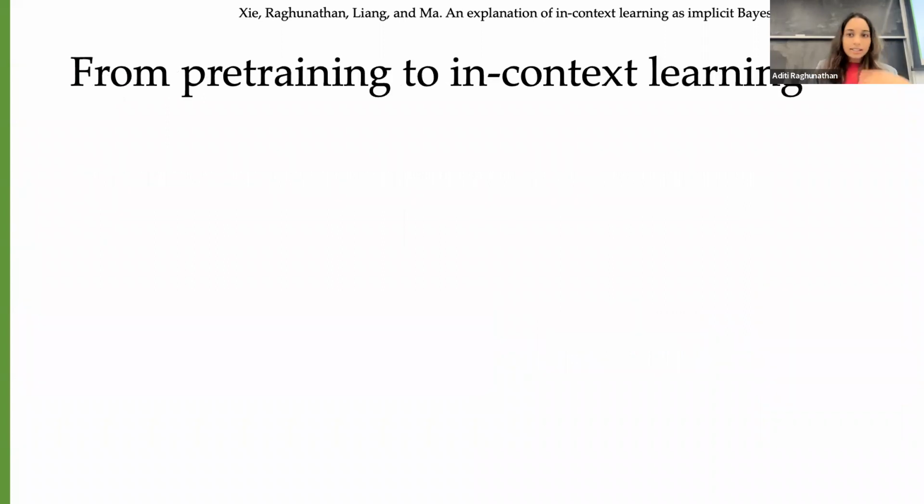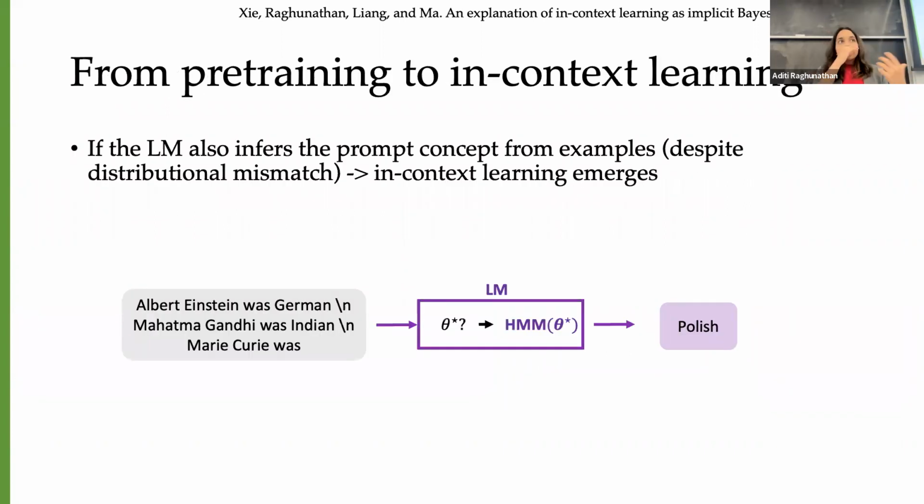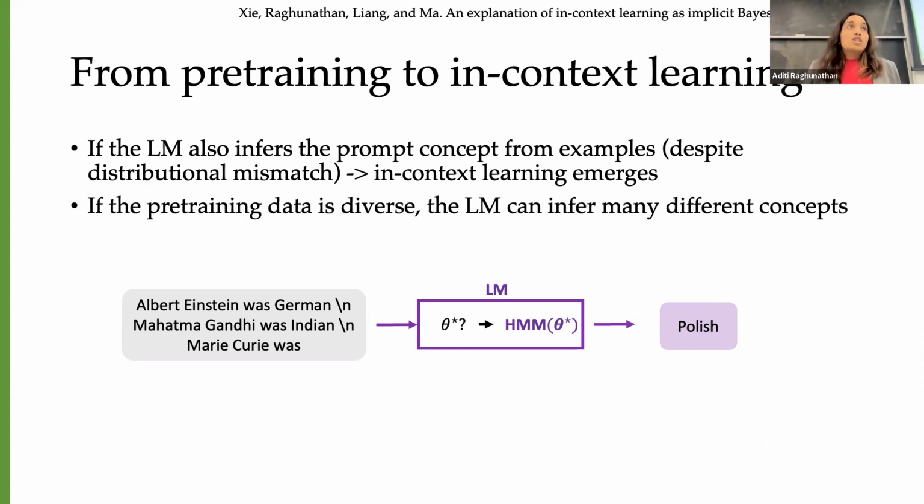I guess my next slide says this a little more formally. Basically, the language model has to infer the concept when you give it a bunch of prompts, which is what it has been trained to do. During pre-training, it always infers the concept and then generates the next word. It does the same thing when prompting, which is why it has this in-context learning capability. And if your pre-training data is diverse and it has seen a bunch of different concepts, then the language model can also infer many different concepts.